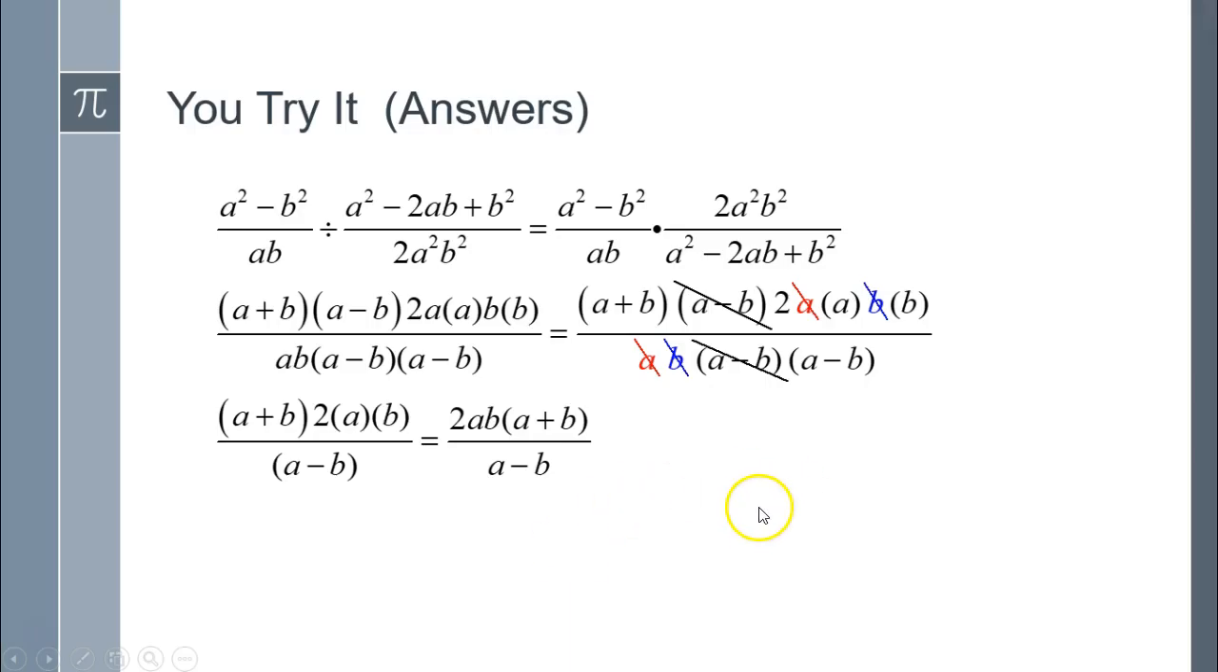All right. So that's it for multiplication and division of rational expressions with simplifying. So you need to practice this and know it well, because we build on this when we add and subtract.